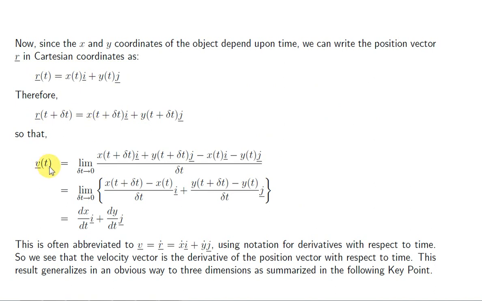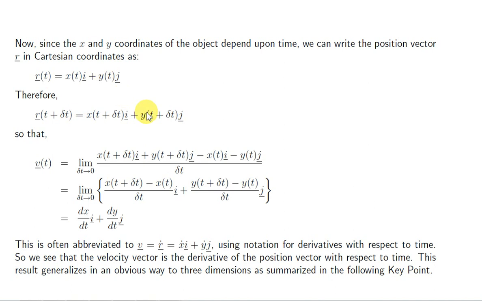How do we get v of t? Well, we know what we have to do. We have to get r of t plus delta t and subtract r of t. So we have to take this vector here and subtract this. So we just subtract the corresponding components. So we take the i component of this vector and subtract the i component. So we have x at t plus delta t i minus x at t i. So we can just combine them together.